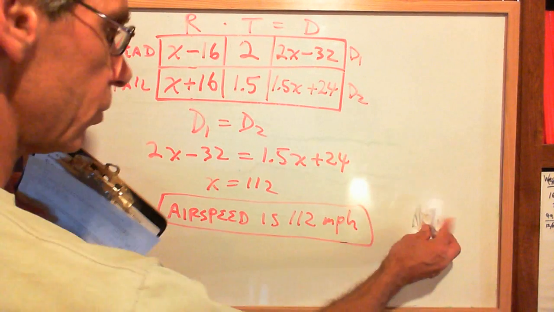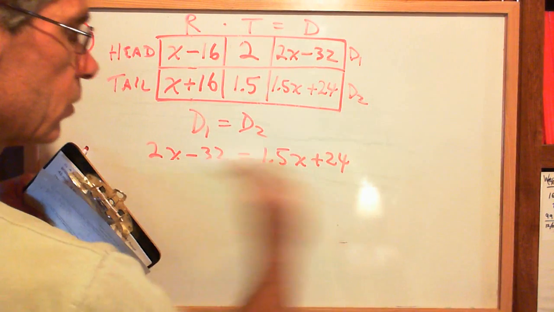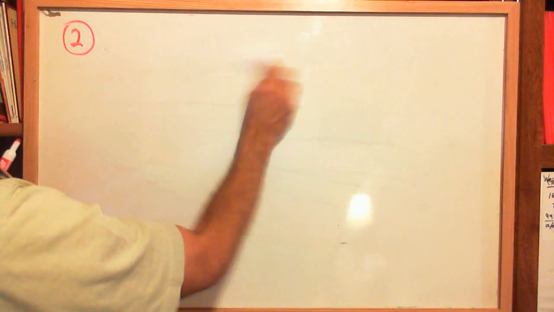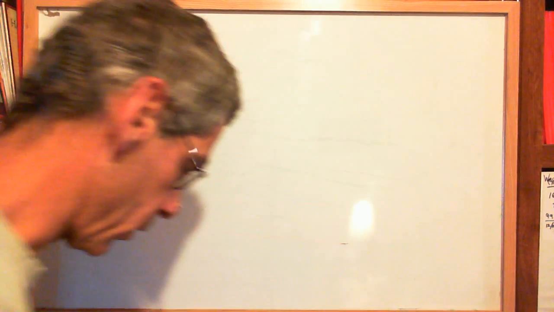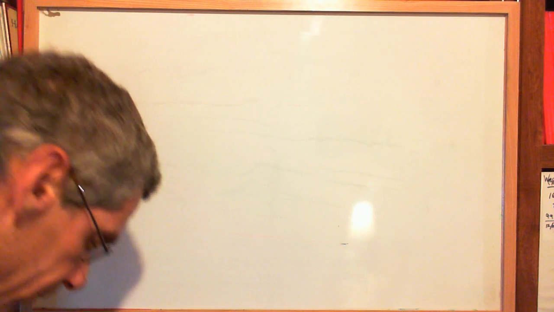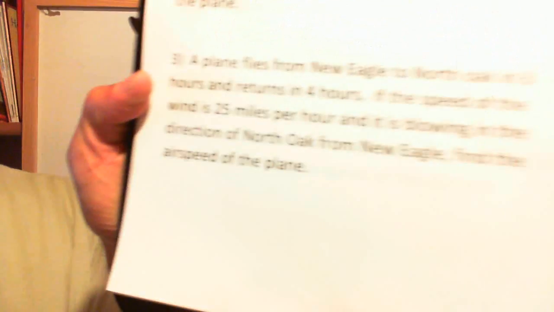All right, I'm just going to go through these fairly quickly because you can pause these and see how I set them up. But I just want you to see how I'm setting these up. That red marker doesn't seem to work too well, so I'm going to change to a green. Hopefully this works better. All right, now we're going to go to problem number 3.